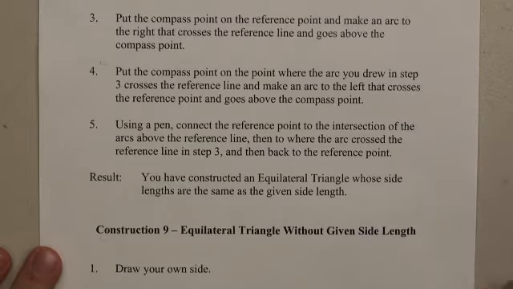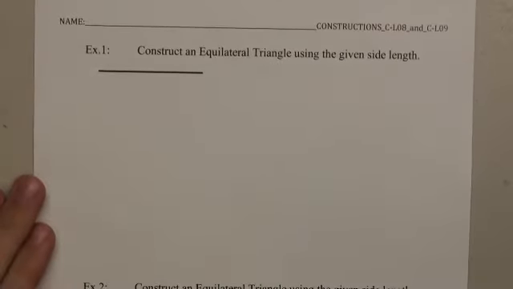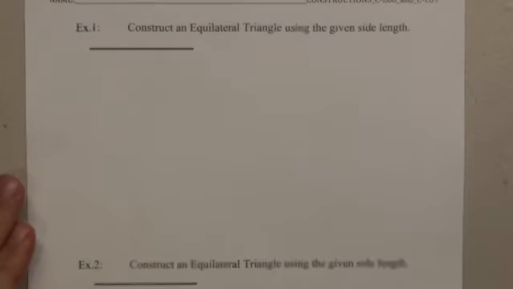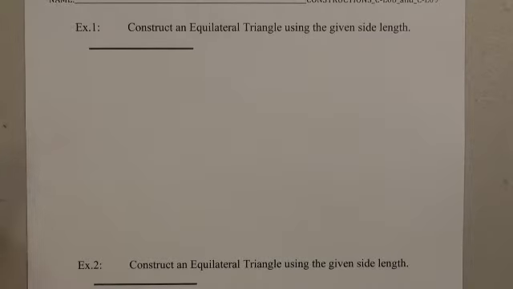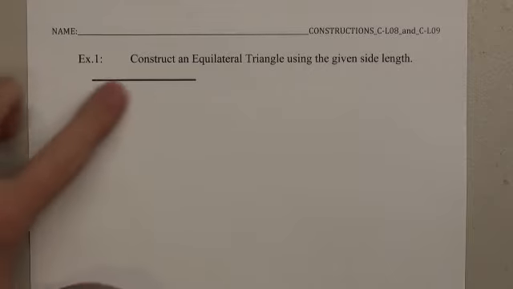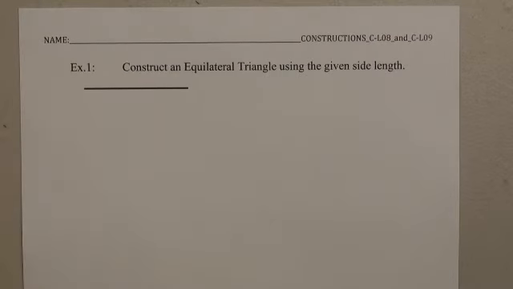So these are the directions you can look back over if you want, or if you ever need to in the future. I'm going to show you how to do it right now. Okay? You can see in this problem, example 1, it says construct an equilateral triangle using the given side length. Okay? And they give us this side over here. This is the side length, this line. So this is how we do it.